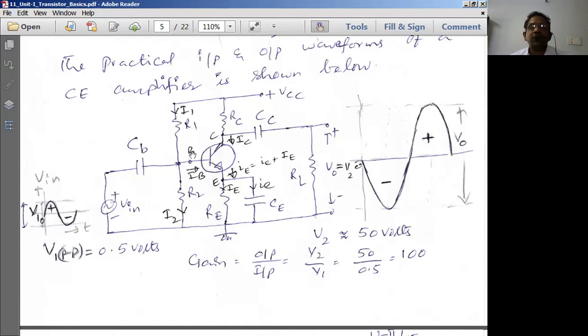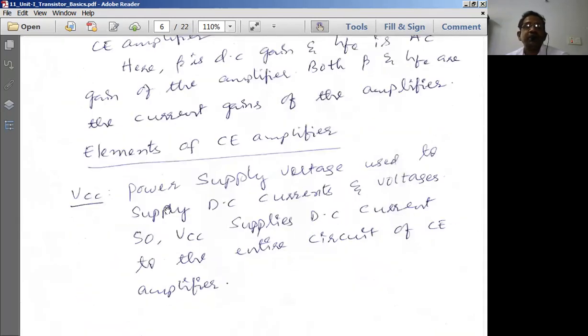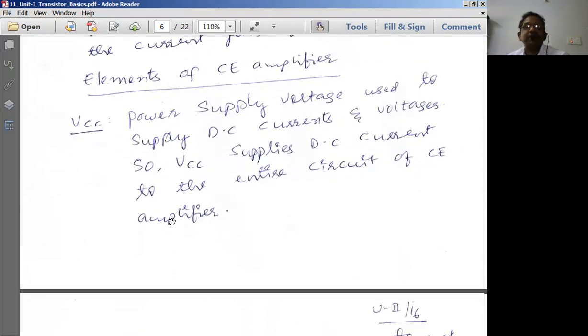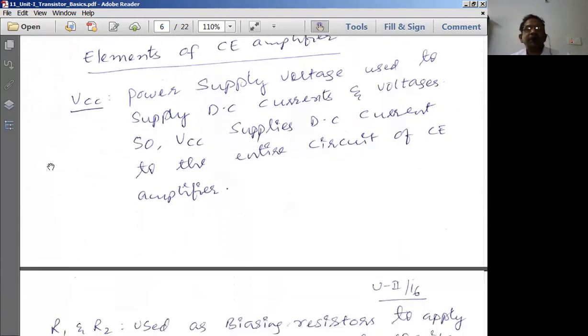By using the R1 and R2 network circuit elements, we provide the biasing. Now, how do we achieve it? We just go through the achieving of this particular biasing here, by diagnosing the various elements of the amplifier circuit. What are the elements of the CE amplifier going to be?